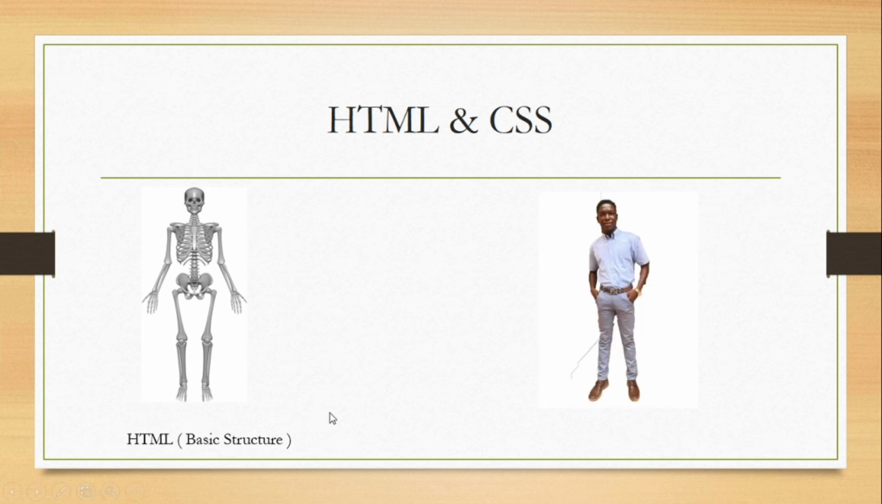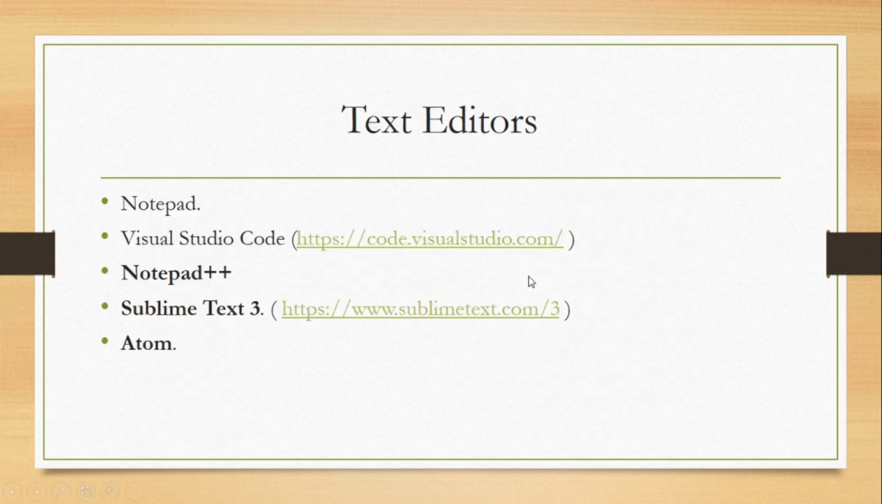CSS stands for Cascading Style Sheets. It is used to add various decorations, features to a website to make it look more attractive. So with human beings, you can talk of the hair color, you can talk of the skin color, the eye color, and many more. So HTML is the basic structure, whereas CSS adds beautification to the HTML document.